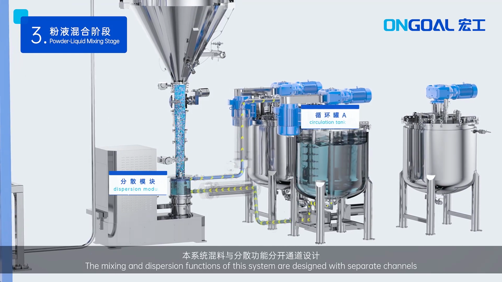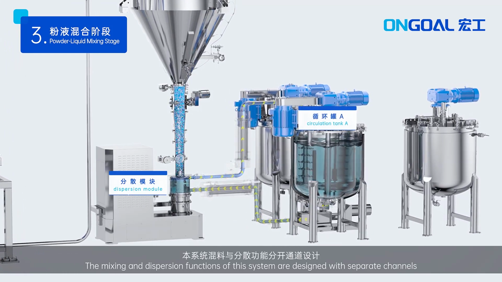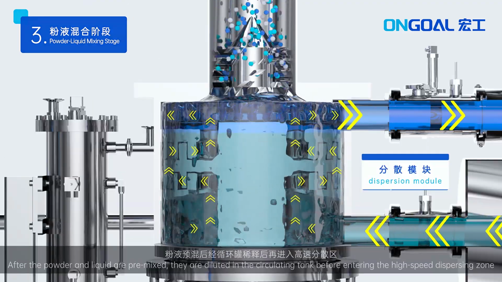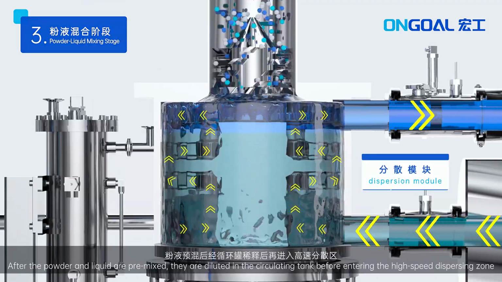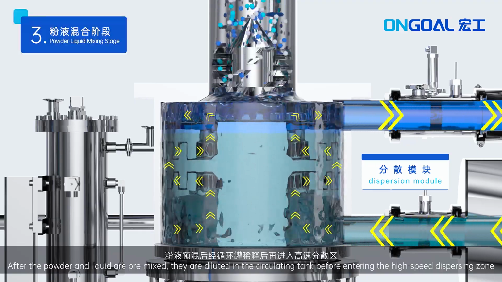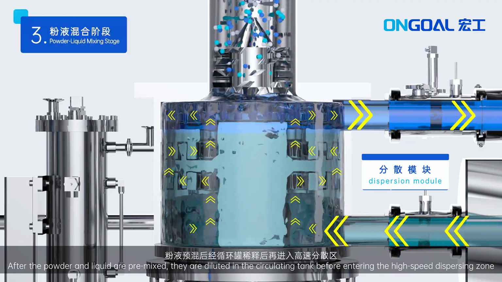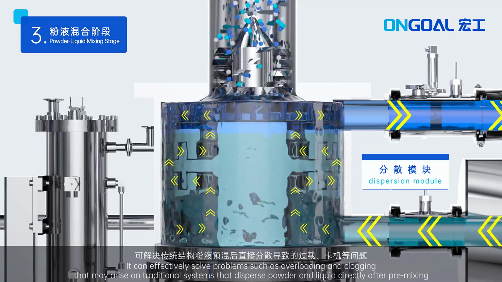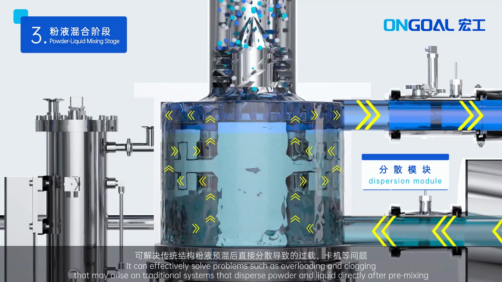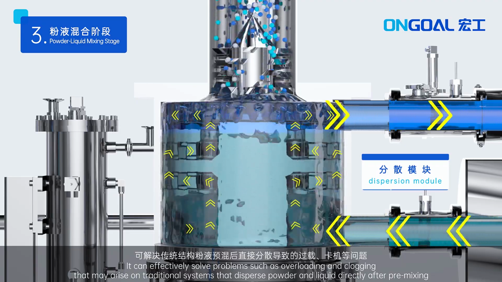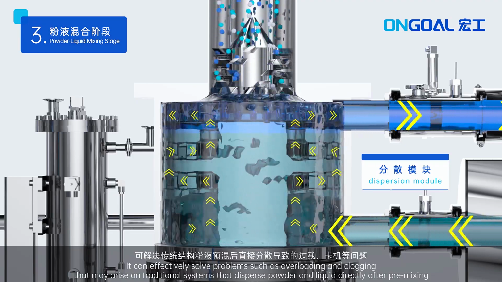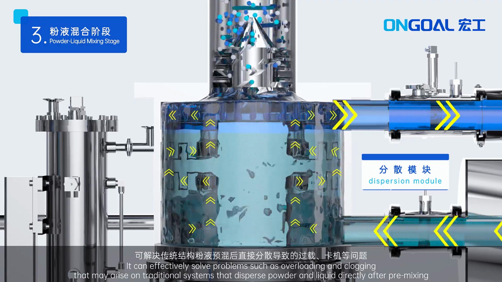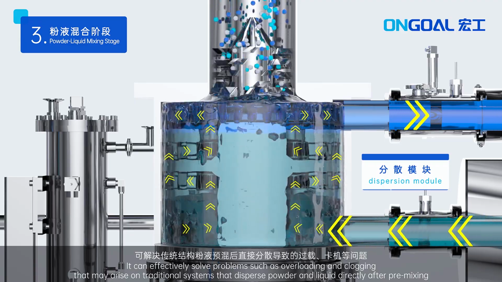The mixing and dispersion functions of this system are designed with separate channels. After the powder and liquid are pre-mixed, they are diluted in the circulating tank before entering the high-speed dispersion zone. It can effectively solve problems such as overloading and clogging that may arise on traditional systems that disperse powder and liquid directly after pre-mixing.